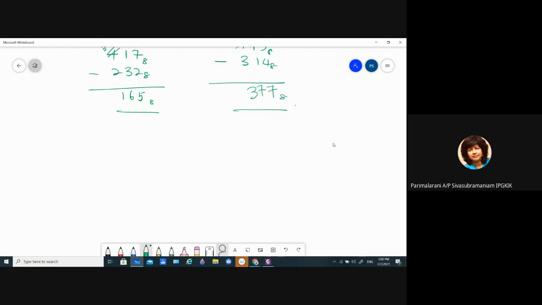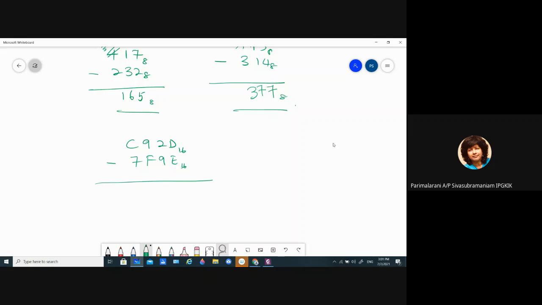Let's try this one here. C9D base 16 minus 7E, base 16. So this is a hexadecimal number.